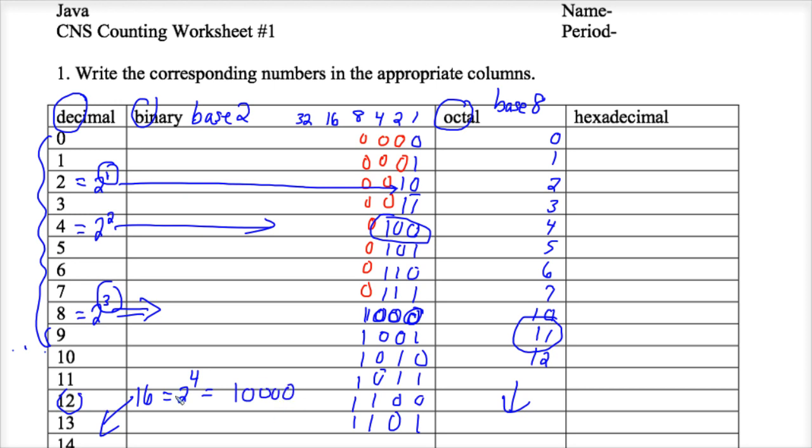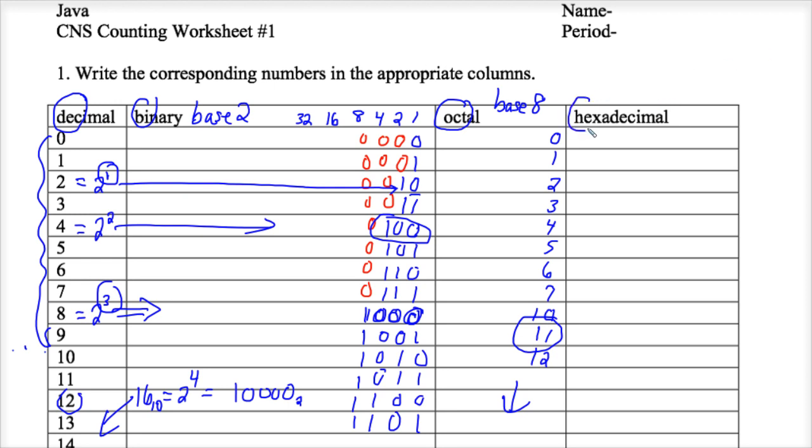Now, be sure if you're doing something like this, you put a little subscript to show that that's really the number 10000 in binary and not the number 10,000 in decimal. So you could put a little base 10 there to be clear of what you mean when you're trying not to confuse people. Okay, let's do some hex problems.